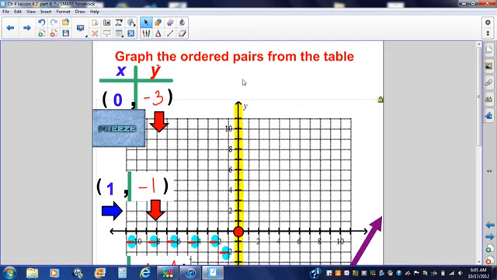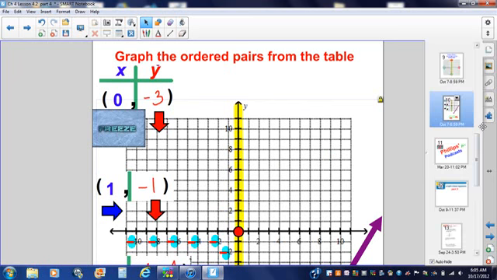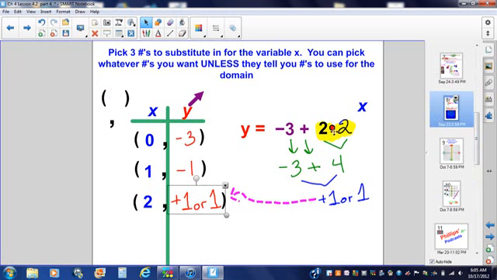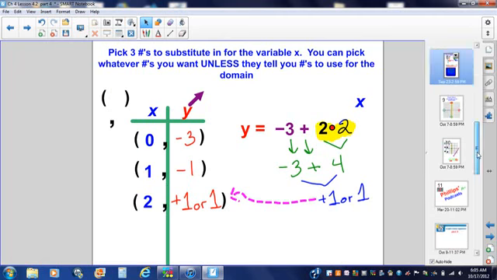Alrighty, I took the ordered pairs (0, -3), (1, -1), and (2, 1), and we're going to graph them. Mr. Phillips, where'd you get those ordered pairs from? I got those ordered pairs from this slide right here, when we put 0, 1, and 2 into our equation. That was from our last podcast.